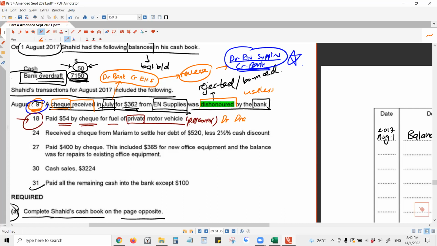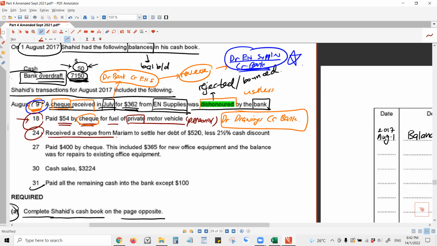So debit drawings, credit what? Credit bank, because it says pay by check, right? Pay by check. Okay, debit drawings, credit bank. Okay, understand? Okay, now 24.